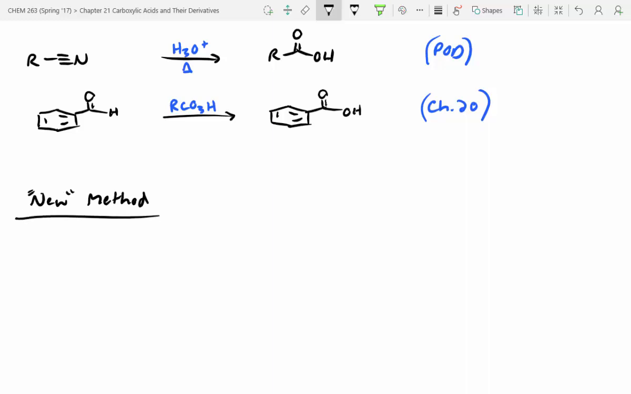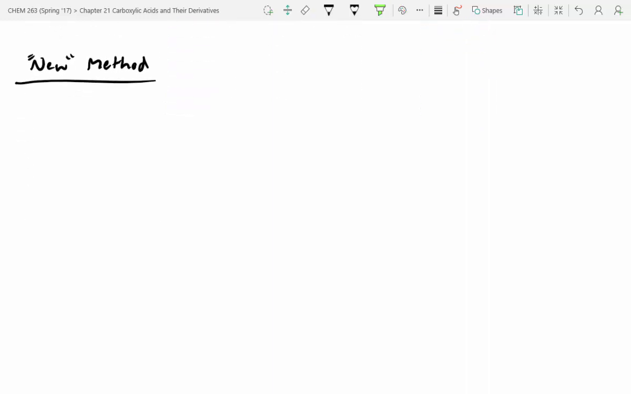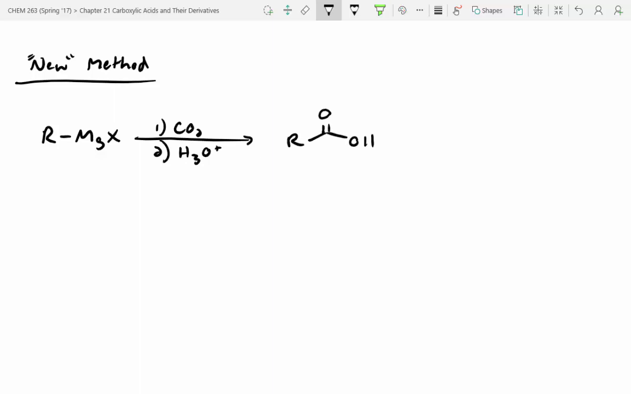This new method is actually pretty clever. First thing you do is you get a Grignard reagent. You huck in some dry ice, so CO2. And then at the end you quench it with acid. And you can go straight to a carboxylic acid this way.